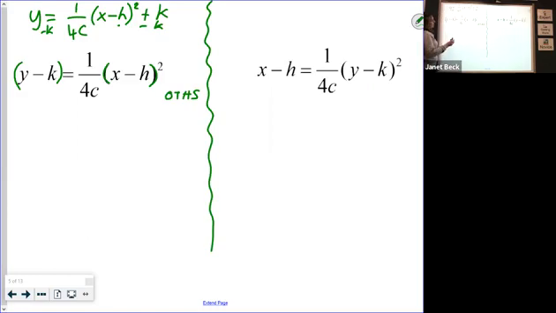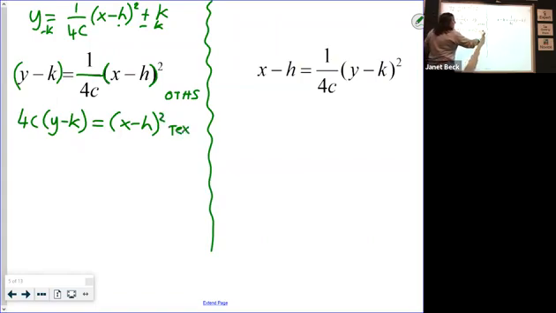Most textbooks don't do it like this, though. They cancel out dividing by 4C by multiplying both sides by 4C. And in your textbook, you're going to see this. That's what you're going to see in the textbook. Now, it's really not that bad. Really, it's not that bad. That, to me, is much easier to look at than that as well.